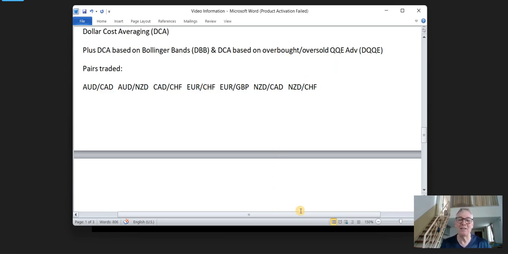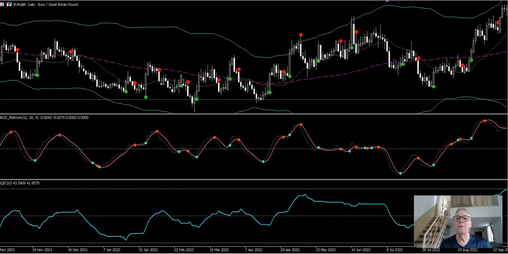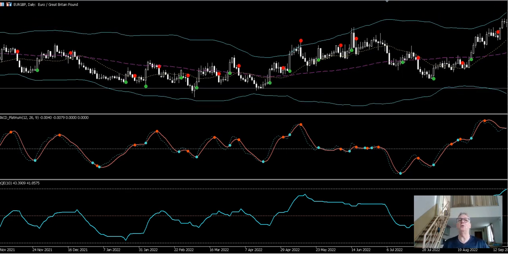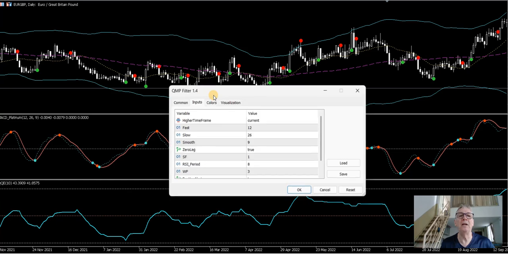All right, let's get on the charts before I jibber on too much. Right, here's my setup. This is the template you would use for dollar cost averaging if you're doing all 3 styles. Let's run through it. QMP filter, red and green dots. Nothing changes there. 12, 26, 9, 1, 8, 3. Same.